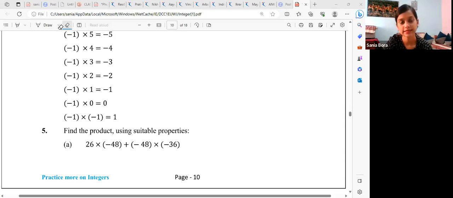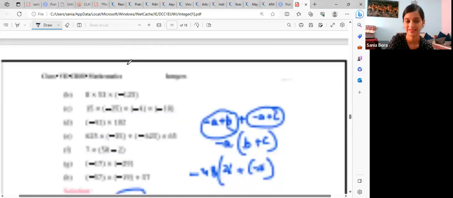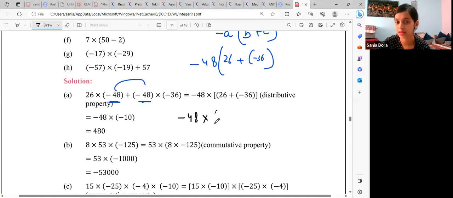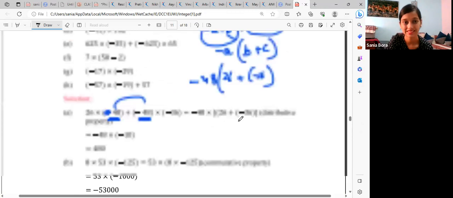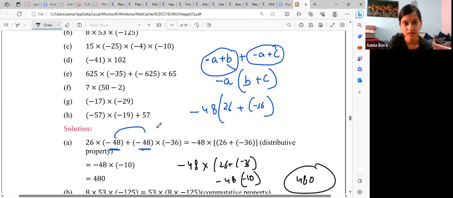Oh, ma'am. I don't get it. What you did? Minus 48 multiplied by 26 plus minus 36. Minus 48 multiplied by 26 minus 36. Yes. 26 multiplied by 36 is minus 10. Yes or no? Then 48 multiplied by this is 480, minus minus plus 480. What happened? Before I didn't understand. Okay, no problem. Let me just give you something else.